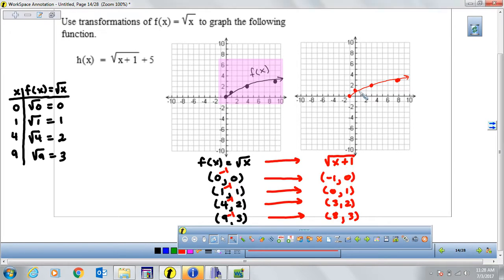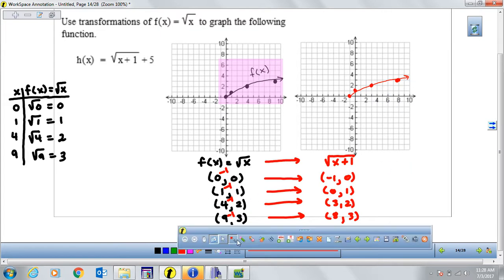So for example, the next one, what is the x value here? 0. So 0 plus 1, it's a 1, and the square root of 1, it's 1. So that's what you see, 0, 1. Now look at the 3. If I put a 3 here, 3 plus 1, it's going to be a 4, and the square root of 4, it's going to give me a 2. So 3, 2, that's what we see. And the last one is also going to give us the same thing.